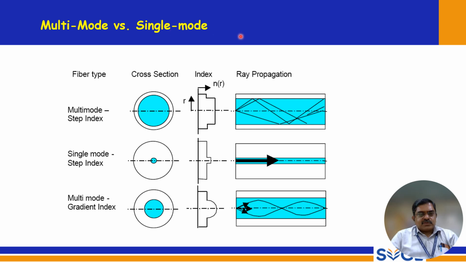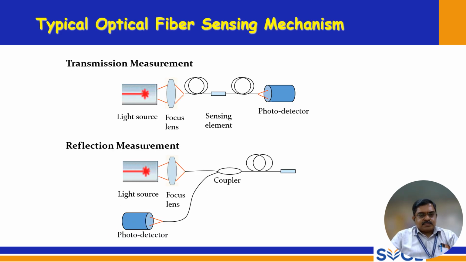So, multi-mode versus single mode. Here is the cross section: multi-mode step index, single mode step index, and multi-mode graded index. Here the light travels straight, while here it travels in a slight zigzag ray propagation. So this is the simple differentiation between multi-mode and single mode.